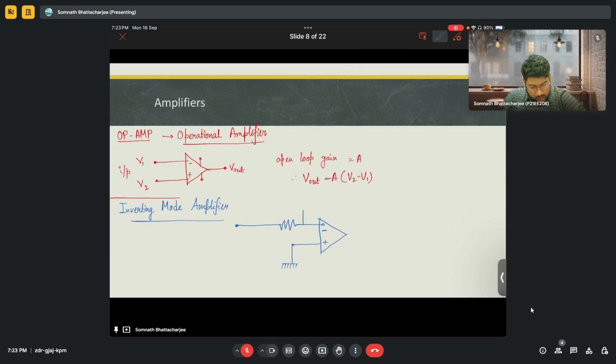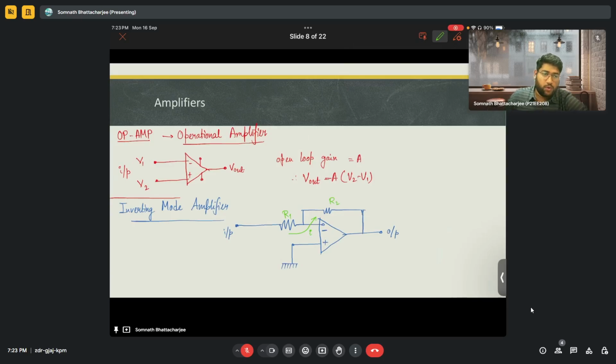Here what happens is that we put a resistance here, and this is the output, and this is the input voltage applied. This is the basic structure of an inverting mode amplifier. So what happens here? Let's say there's a current I flowing through the circuit. So let's term out these things.